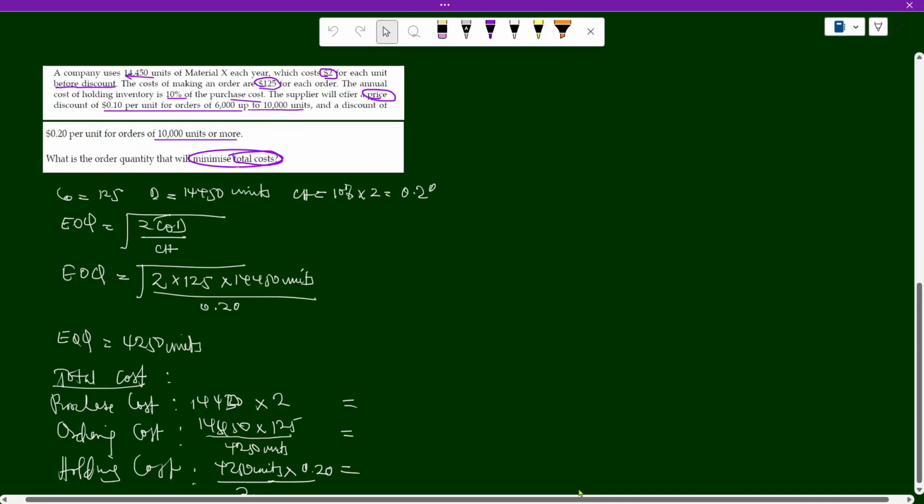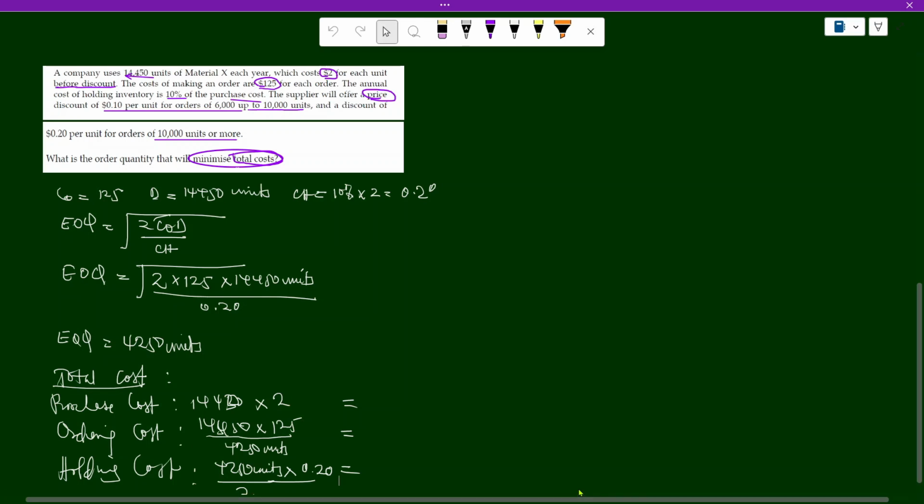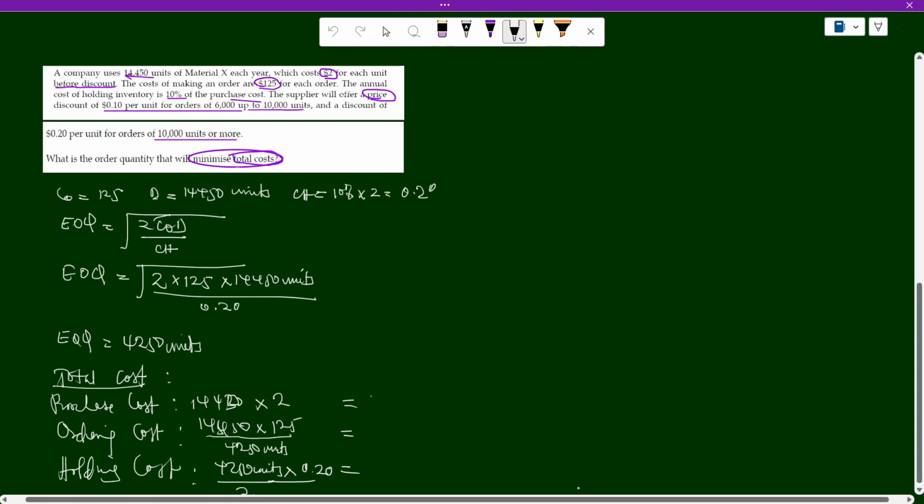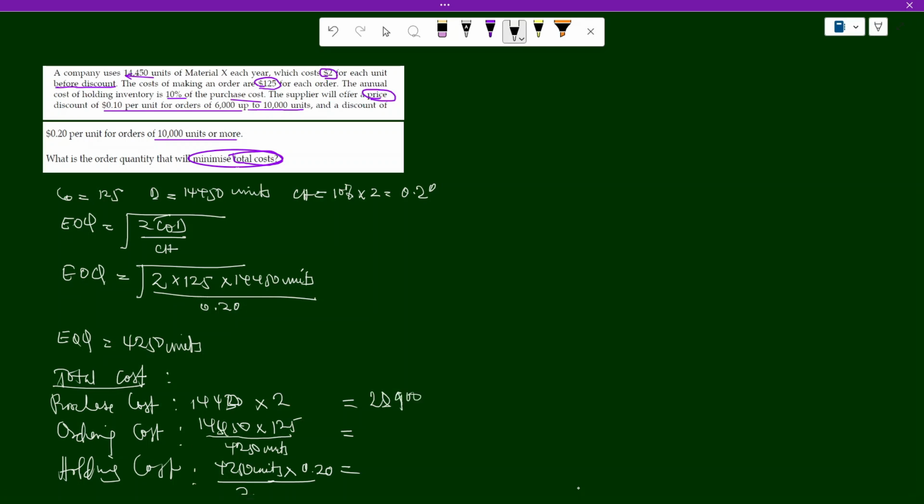So let's look at the totals. You'll see that we have 14450 times 2, and this one is going to give us 28,900. Then we have 14450 times 125 divided by 4250. That one is going to give us 425, and this one will also give us 425 US dollars.